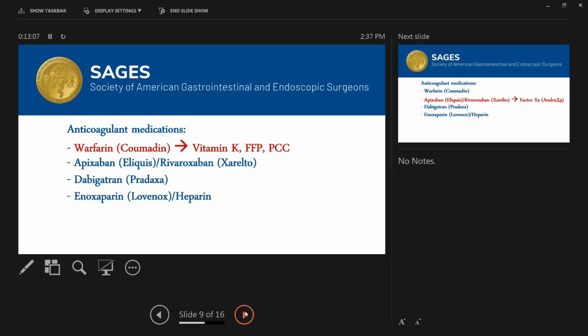The strategy of reversal of warfarin is to replete vitamin K-dependent factors. This can be done by supplementing vitamin K for intrinsic production of factors, as well as administering FFP or PCC to replete factors in a more expedited manner. PCC, or prothrombin complex concentrate, usually contains factors 2, 9, and 10.